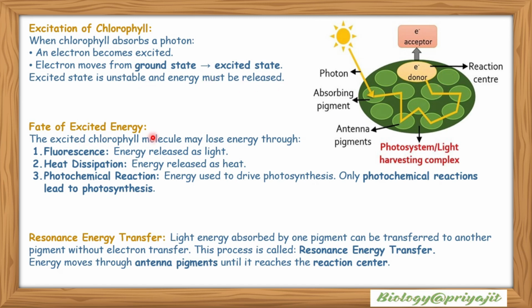Fate of the excited energy. The excited chlorophyll molecules may lose energy through fluorescence, that is, light energy is released as light; heat dissipation, energy released as heat; and photochemical reaction, energy is used to drive photosynthesis. Only photochemical reactions lead to photosynthesis. Resonance energy transfer. Light energy is absorbed by one pigment and can be transferred to another pigment without electron transfer. This process is called resonance energy transfer. Energy moves through antenna pigments until it reaches the reaction center.